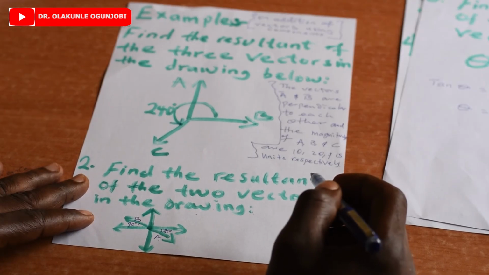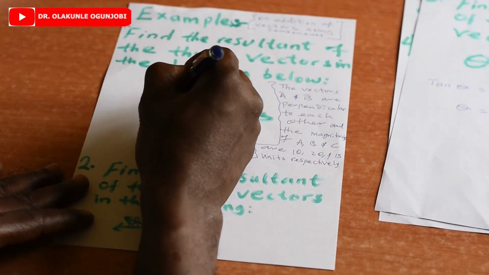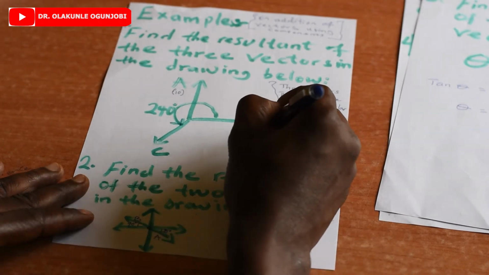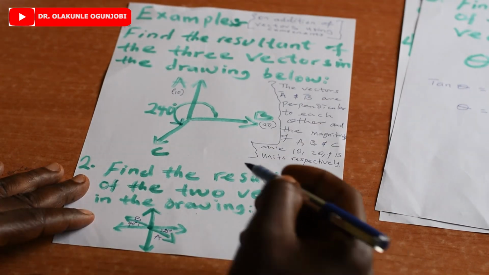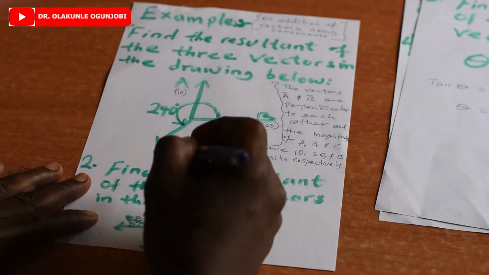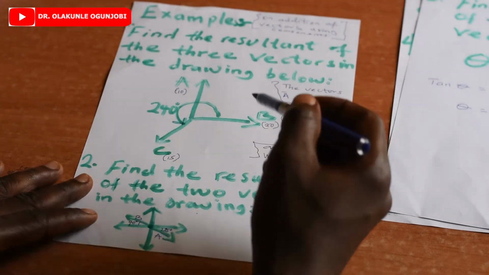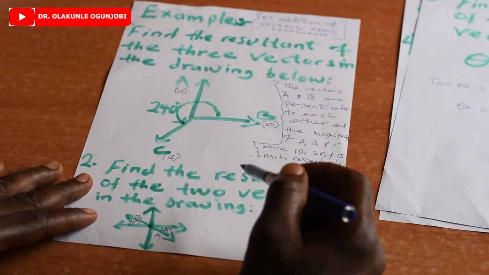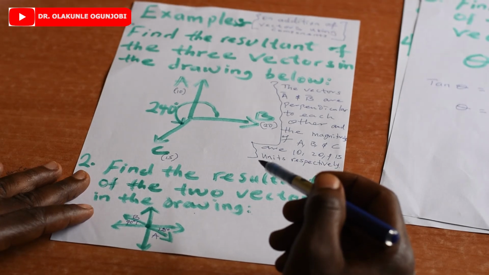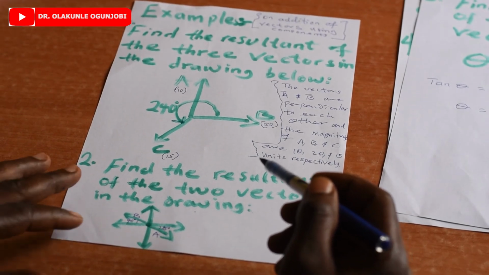The magnitudes are given as 10 for A, 20 for B, and of course C is given to be 15 units. So I want you to find the resultant of the three vectors. You follow the same procedure. Let me see what you can do. Go through the comment section and let's see.